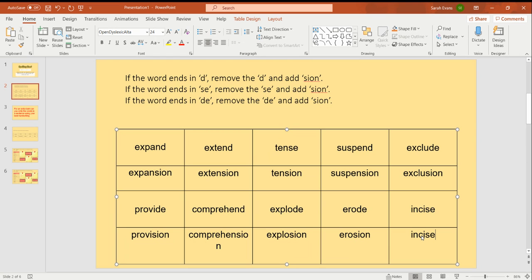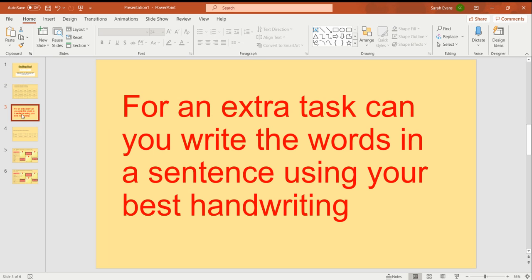Incise. This might be something that you cut into. So let's take off the SE and make SION. An incision. Okay, you might cut into something. It's an incision. All right. So those are all our keywords today with our SION suffix.